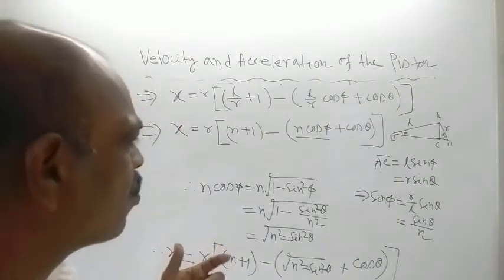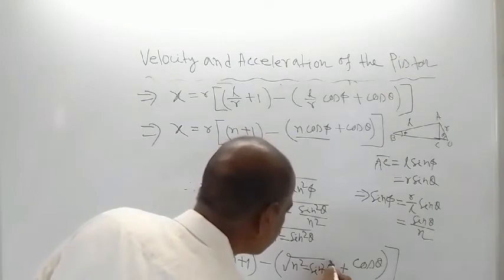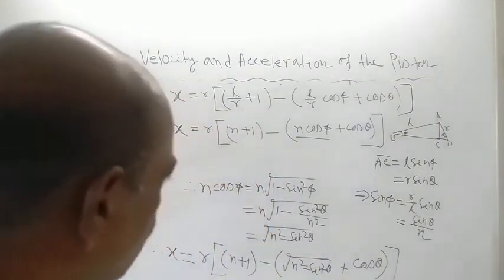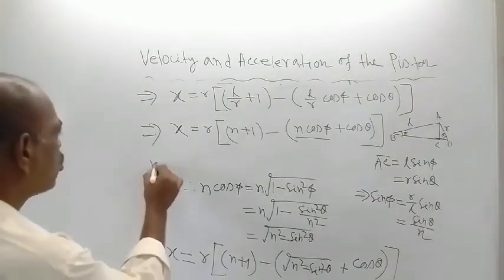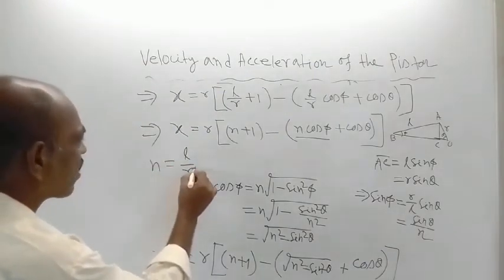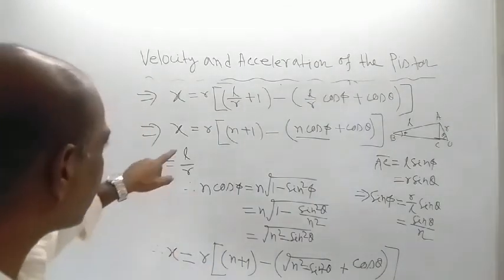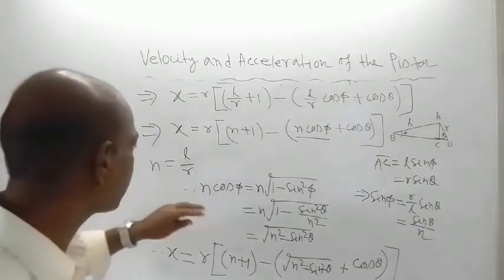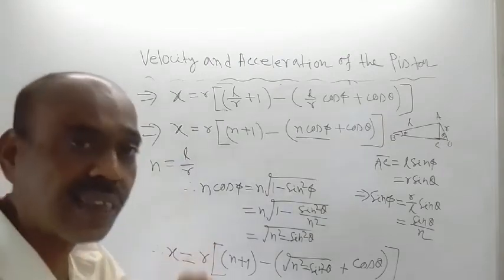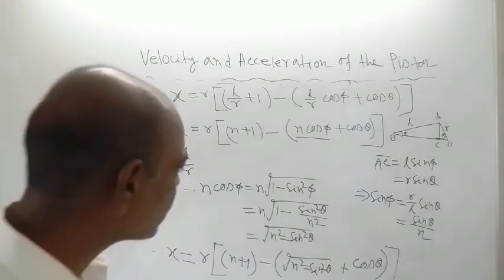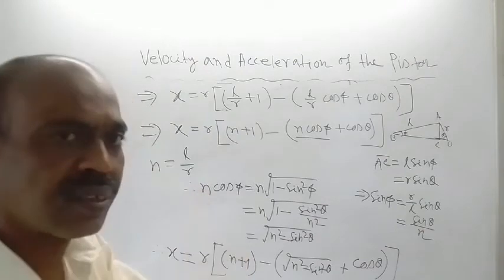And one more thing I want to add with this, that under root sign is up to here. Root of n square minus sine square theta. You know that n is what? n is the ratio of L and R, length of the connecting rod and the radius of the crank. If L is very, very greater than R, then n will be very, very greater than 1. Am I right? And what is the maximum value of sine square theta? Maximum value of sine square theta is 1.